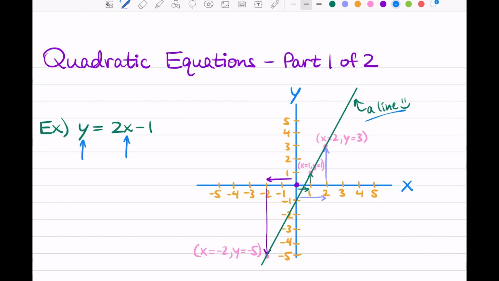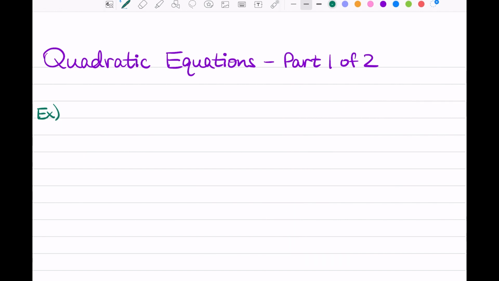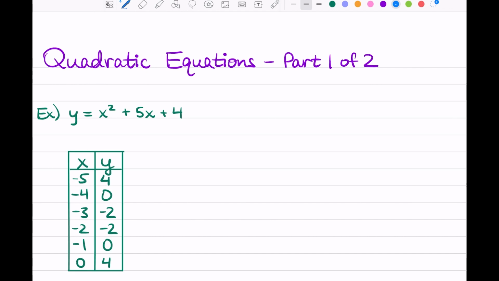In this video, we're going to look at a new type of equation that forms a different shape on our chart. Let's consider this equation here. Y equals x squared plus 5x plus 4. This kind of equation, where we have an x squared term, this is called a quadratic equation. We're going to plug in some values for x, find the corresponding y's, and plot those points on the chart. I went ahead and made a little table here to organize some values for x and their corresponding y's. Let's bring out a chart and see what kind of shape these points make.